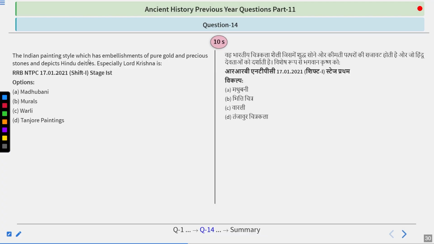The Indian painting style, which has embellishments of pure gold and precious stones and depicts Hindu deities, especially Lord Krishna, is: options Madhubani, Mural, Warli, or Tanjore painting. So take your time and try to answer this very important question, guys.